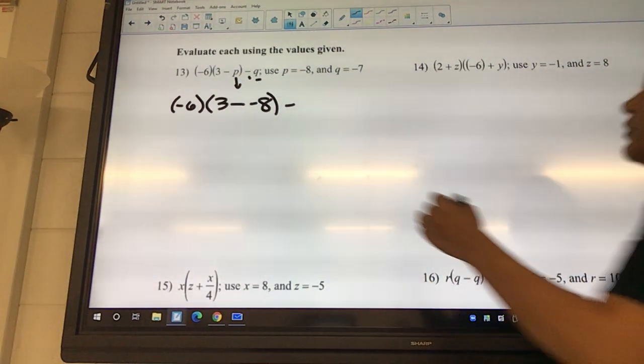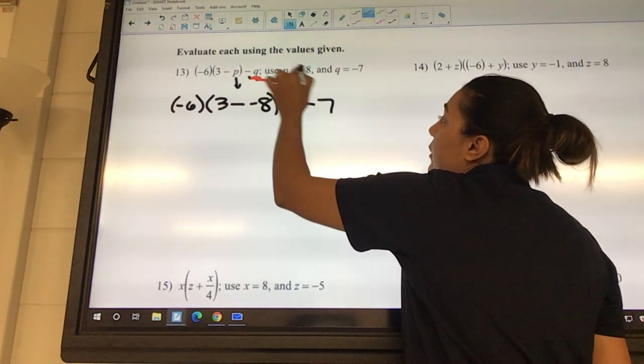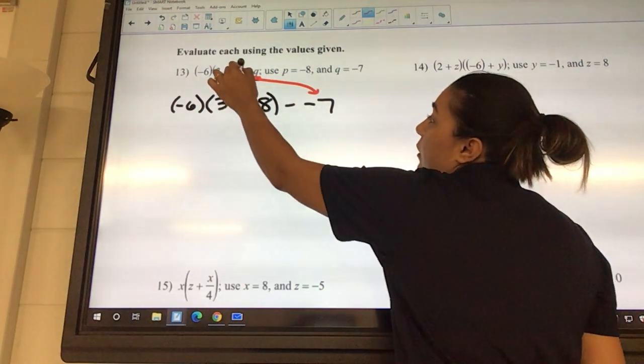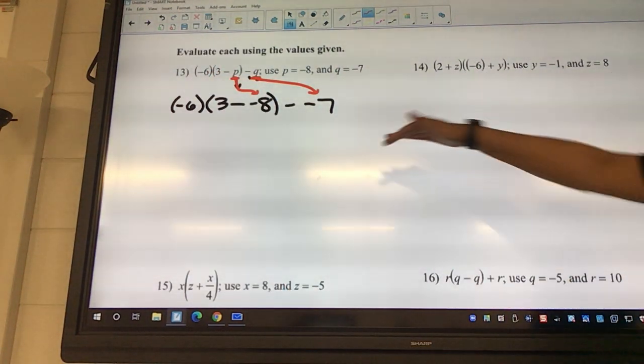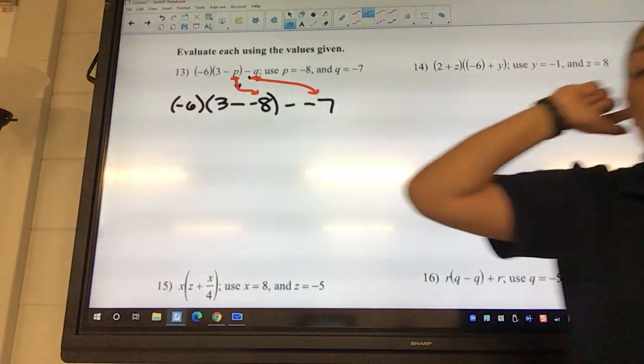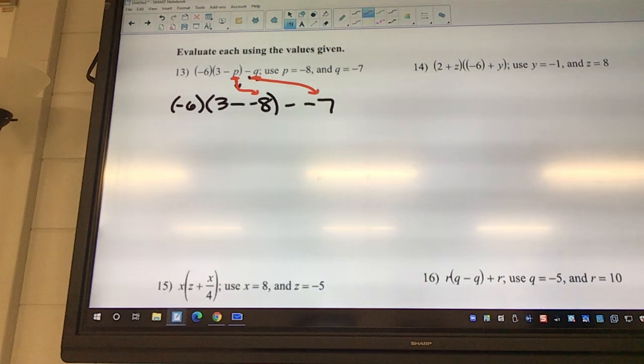Negative 7. And so everywhere there's a Q, we got negative 7. And so you can see, like right here where I have a Q, I put a negative 7 there. Right here where I have a P, I put a negative 8 there. But the equation looks the same as the one above. Okay, and these take a little bit of practice to do. I'm not even going to lie to you.